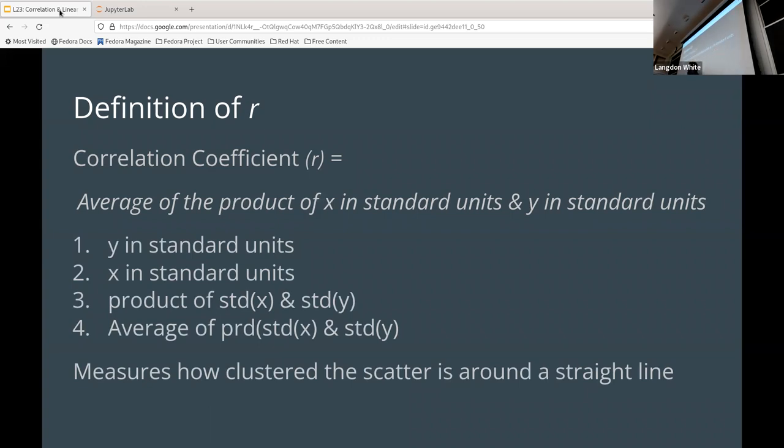So Y in standard units, we figure that out, then we figure out X in standard units, then we take the product of the two, and then we average the product. And that will tell us how clustered it is around that straight line.